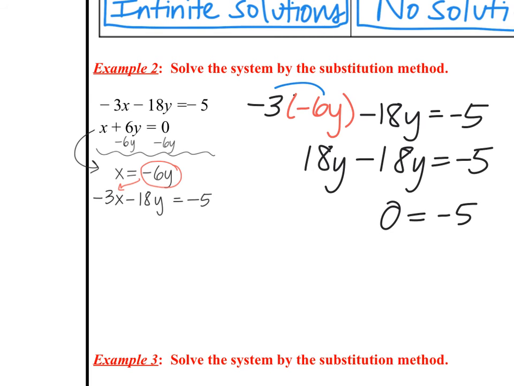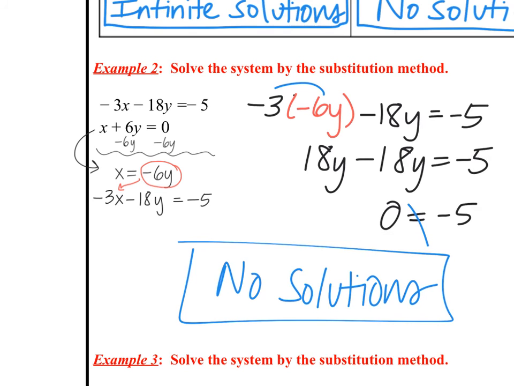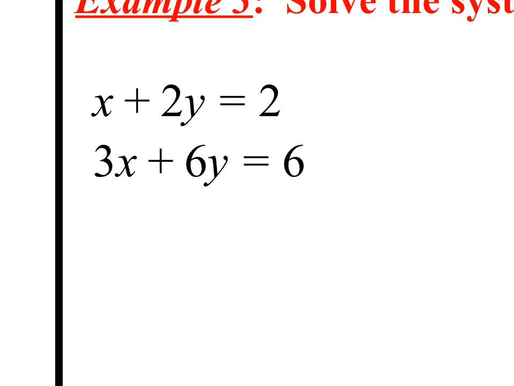Is 0 equal to negative 5? Heck no. Put a slash. Not true. You don't just say false and move on. You say no solutions. That's your final answer. So I need to see you subtract 2y.